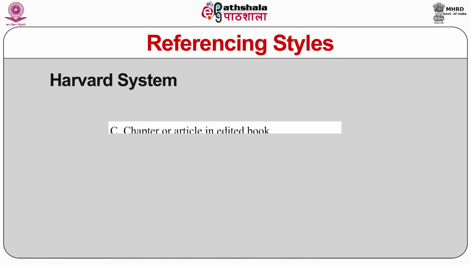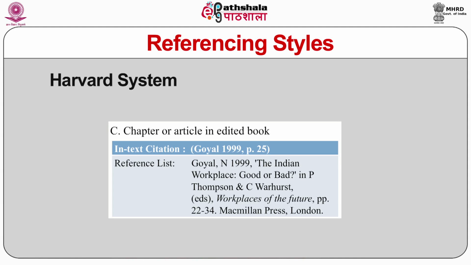In case you are referring to a chapter or article in an edited book, the in-text citation will be within brackets Goel 1999, with the page number, and in the references Goel, N, the year, with the title The Indian Workplace: Good or Bad, in P. Thompson and Warhurst, with the editors, The Workplace of the Future, the title of the edited book, with the page numbers 22 to 34, Macmillan Press, the publisher, with the place of publication, that is London in this case.